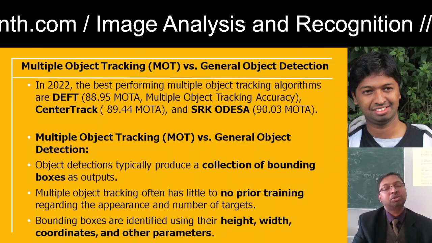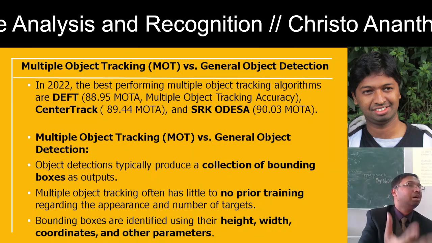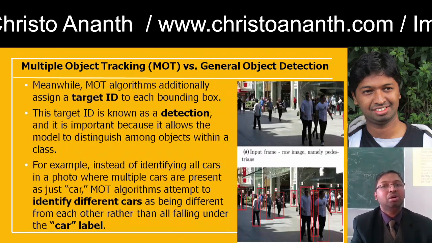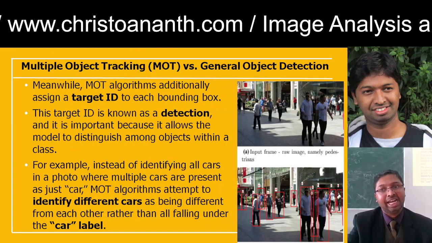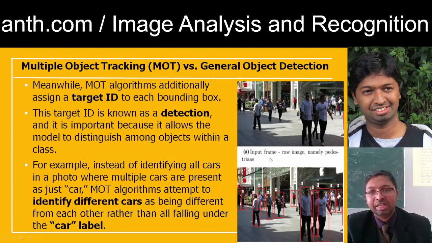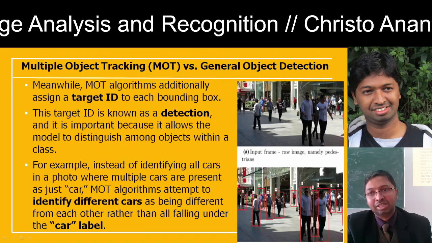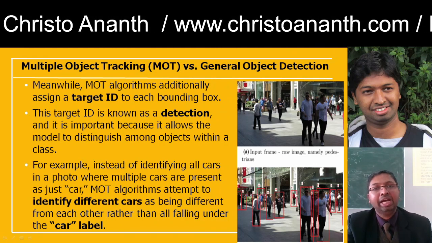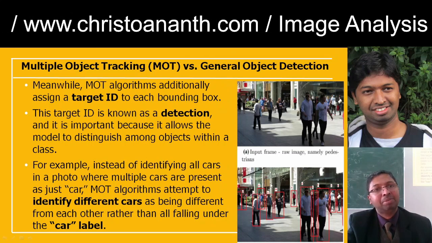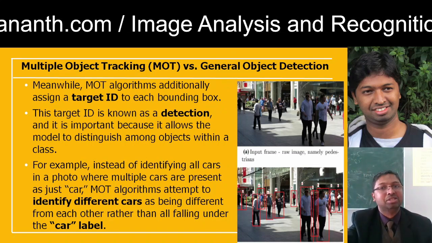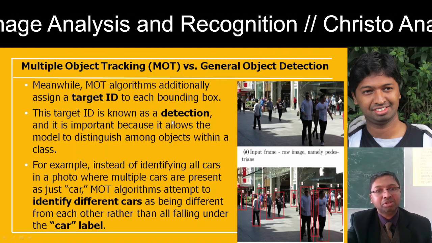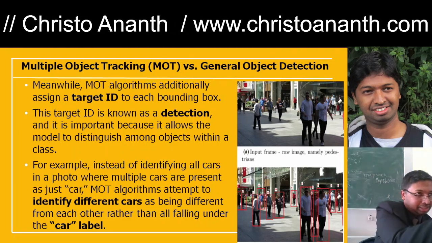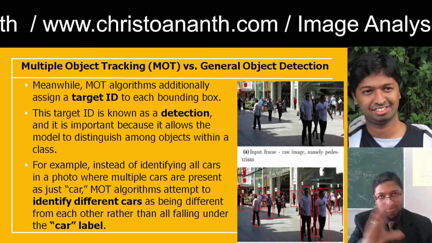So compared with general object detection, multiple object tracking lets you go beyond detection to identification of several objects. MOT algorithms additionally have a target ID. For example, here this is the input frame, a raw image, with several pedestrians. Here you will categorize with detection, and in the multiple object tracking algorithms we have an associated ID. So the target ID lets you distinguish among several objects. This is a human being, this is an animal, this is a cat, this is an elephant, this is a bench. So it will be categorizing.